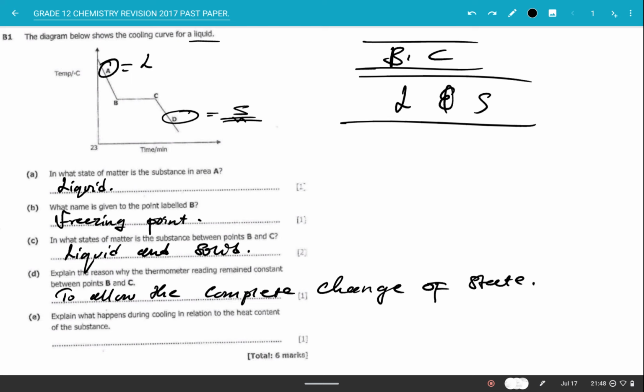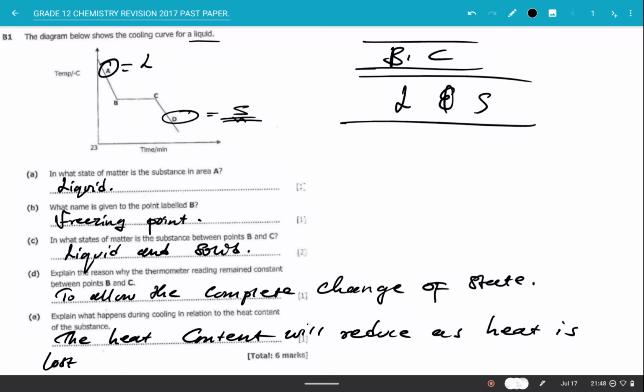As the heat content, or the amount of heat, reduces, there will be a loss of temperature. So the heat content will reduce as heat is lost during cooling. That's what will happen. So be mindful about that. So the heat content will reduce as heat is lost during cooling.